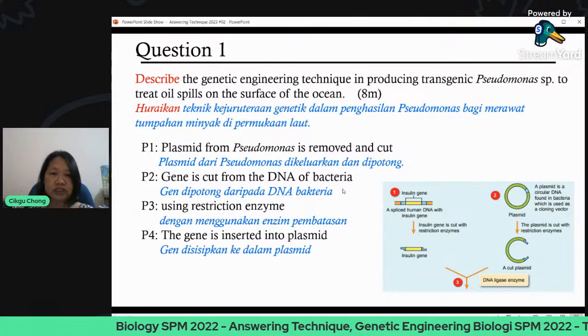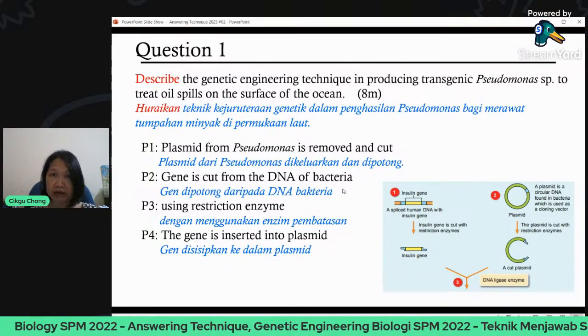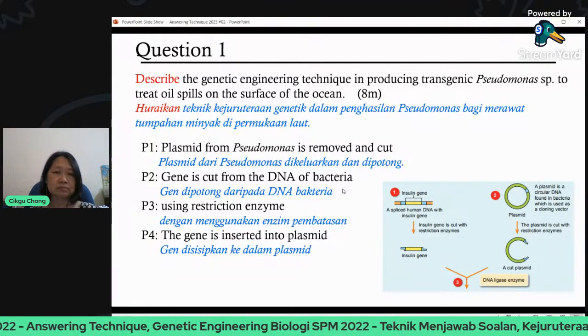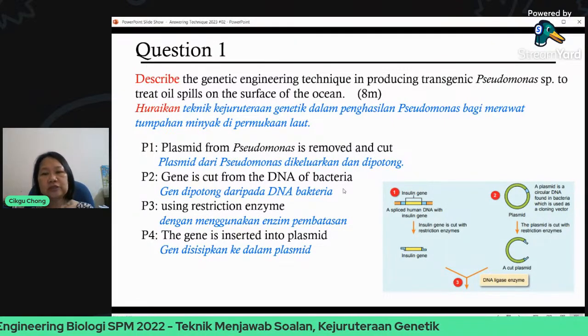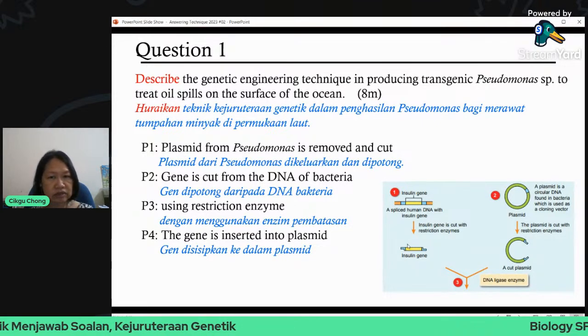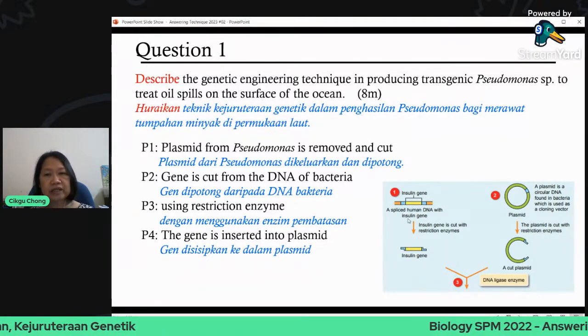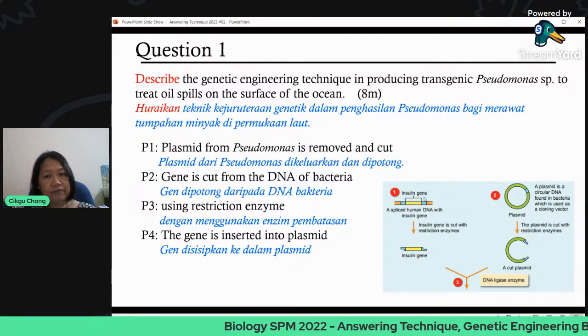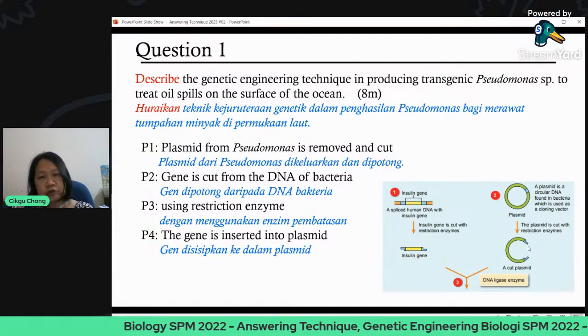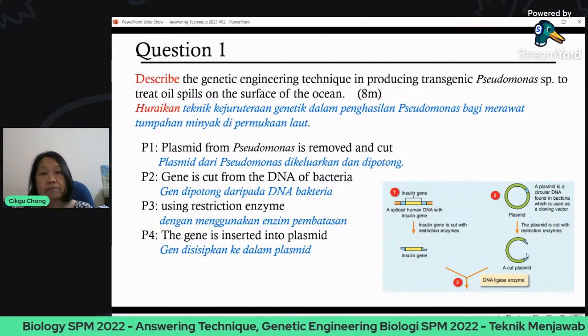And then the gene that you want, you must get it from somewhere else, the source. And then you insert the gene into the plasmid. Okay, so you can see this. This is the example using insulin. Okay, of course, you don't use the word insulin here. Insulin, you take from the source. Okay, the source here is the human pancreatic cell. So, and then you put it into the cut plasmid.